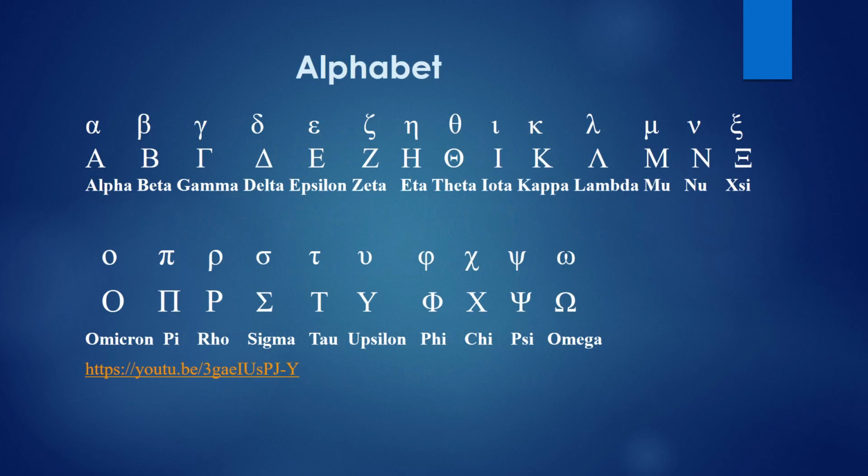The alphabet: alpha, beta, gamma, delta, epsilon, zeta, eta, theta, iota, kappa, lambda, mu, nu, xi, omicron, pi, rho, sigma, tau, upsilon, phi, chi, psi, omega.